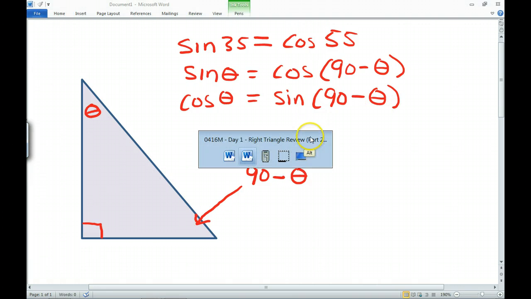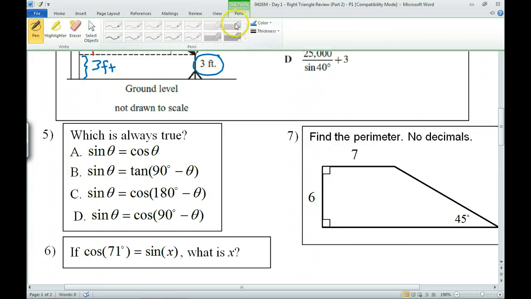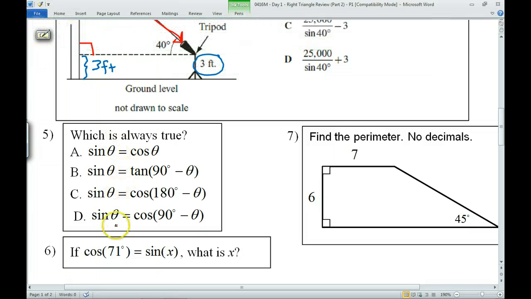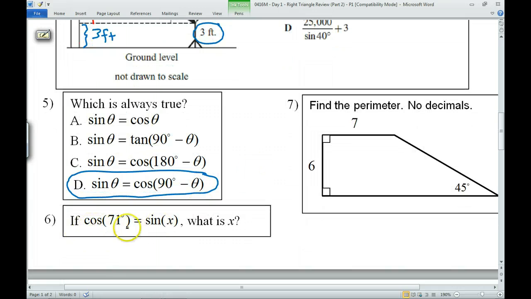Now, getting back to the paper, looking at number 5, it should now be obvious when you look at it which one of these matches what we were just talking about. Which of these is always true? Hopefully you're thinking D, because that's exactly the expression we were just talking about. Sine theta will always equal a cosine of 90 minus theta. But we can also use that to answer question number 6.